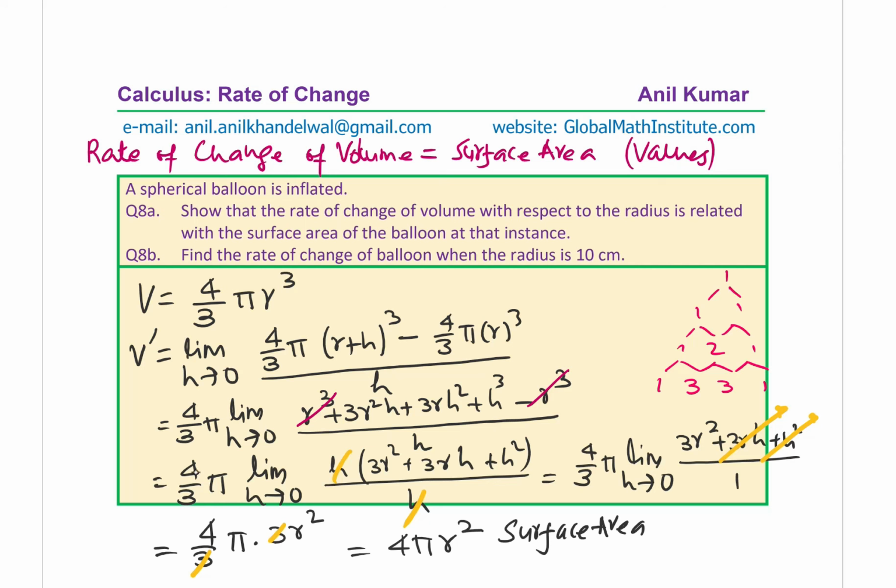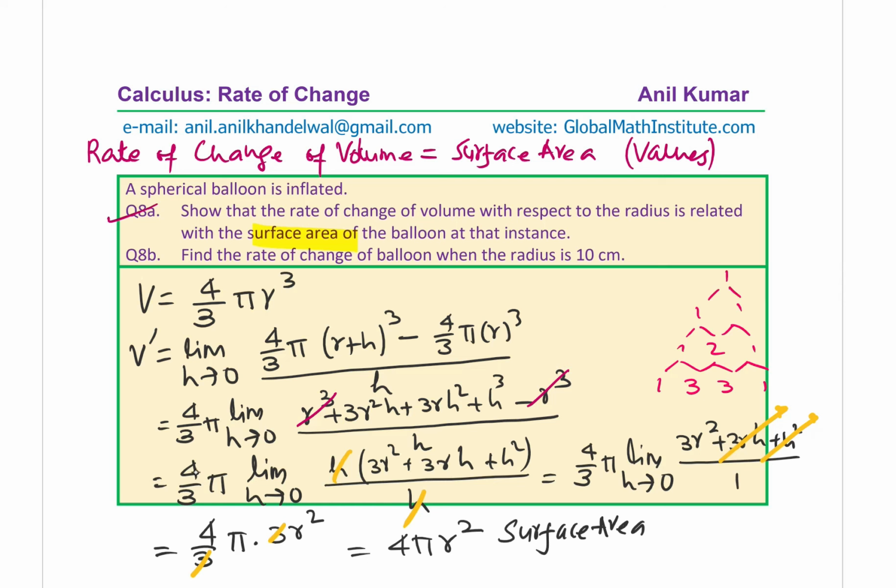So we got the first part where the hint was that these two things are related, right? So they're the same values, okay? So that's what we get. Now, let's look into part B, which is find the rate of change of the balloon when the radius is 10.